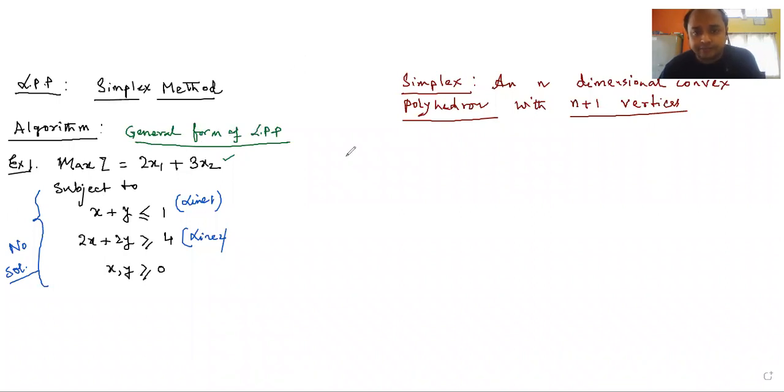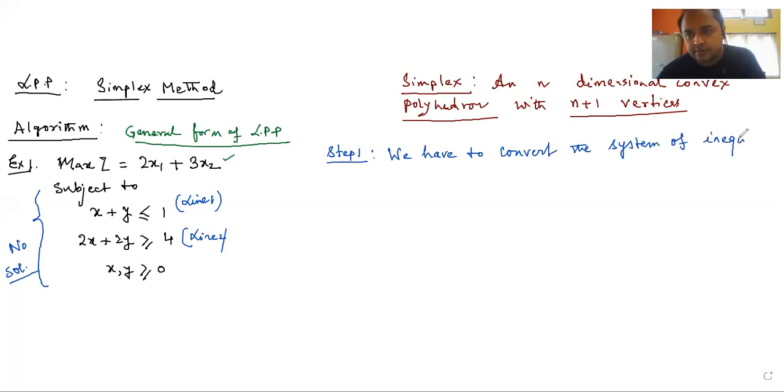So step number 1 of the simplex method says that we have to convert the system of inequations into equations, first of all, because inequations cannot be solved using algebraic method. So we have to convert the system of inequations into equations.